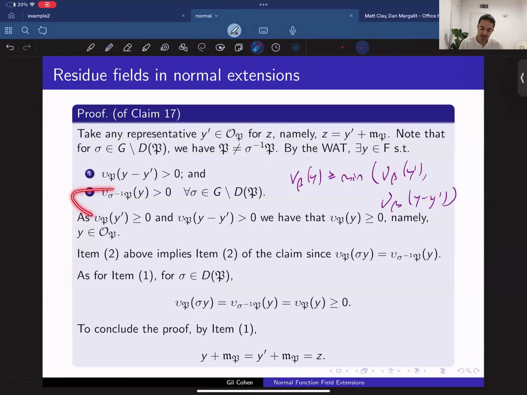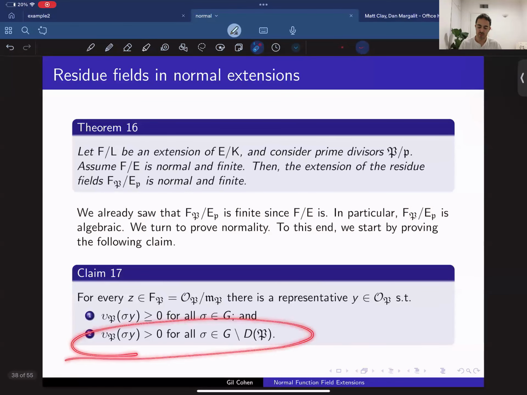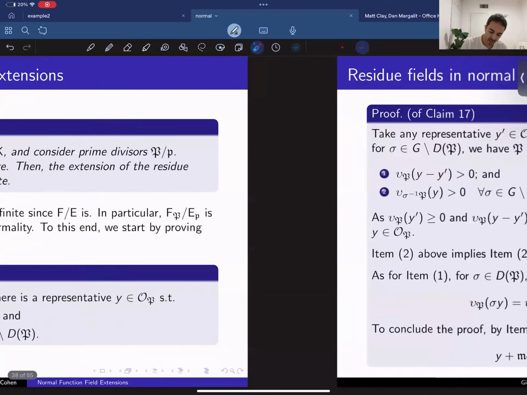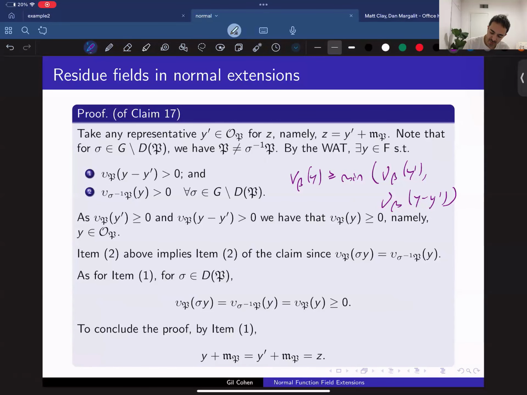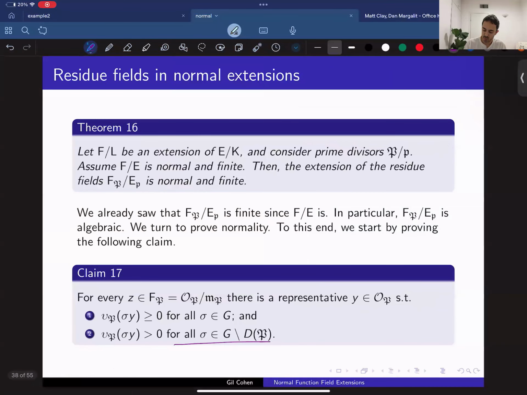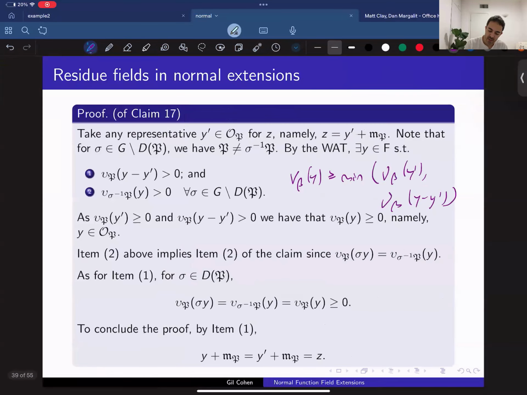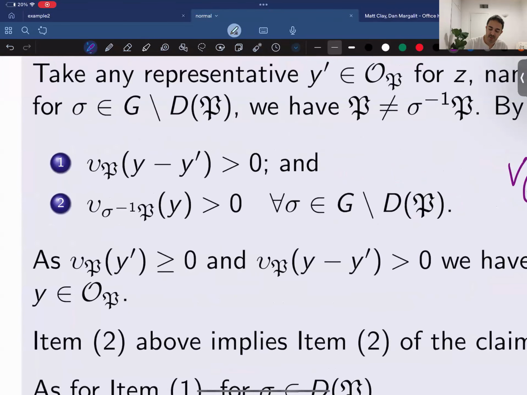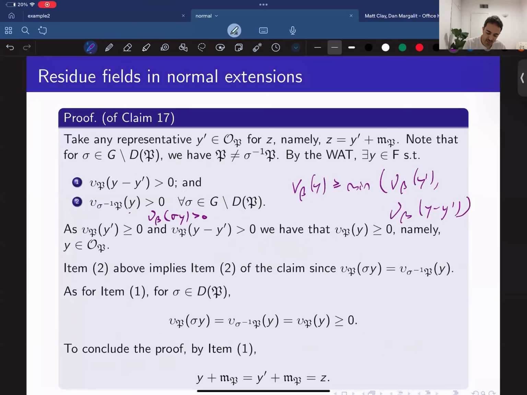So now this item 2 actually implies item 2 here. It just looks different, but it's the same thing. Because item 2 here, if you stare at it for a second, tells you that for every sigma that is in G but not in the decomposition group, which is the same requirement here, now it iterates over the same sigmas. What's written here is that V sigma inverse of y is at least 0, but you can apply sigma to both and you'll get that Vp of sigma y is at least 0. That's the same thing, right?